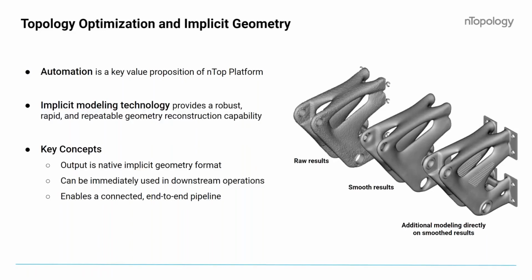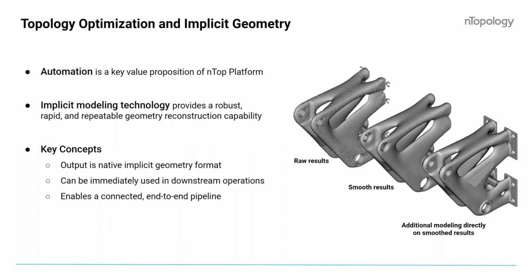And when we looked at the end-to-end topology optimization process, we always saw that geometry reconstruction is the bottleneck in the workflow. It seemed like one hurdle that we would need to overcome to make topology optimization as streamlined and as automated as other parts of the system are. And so the enabling technology was the implicit modeling kernel.